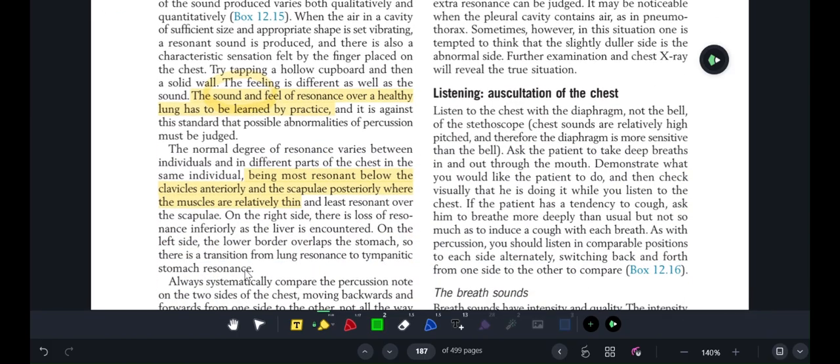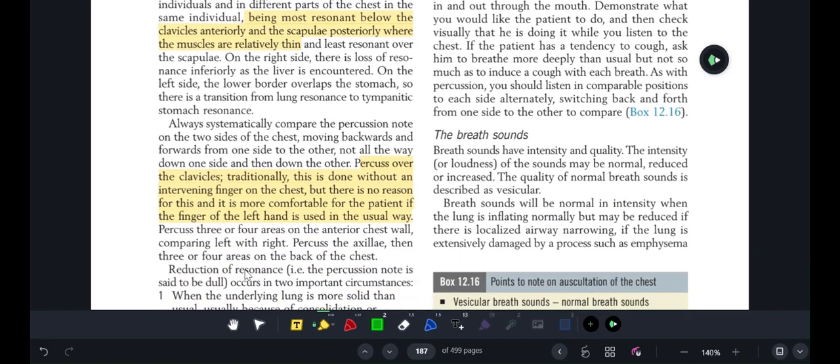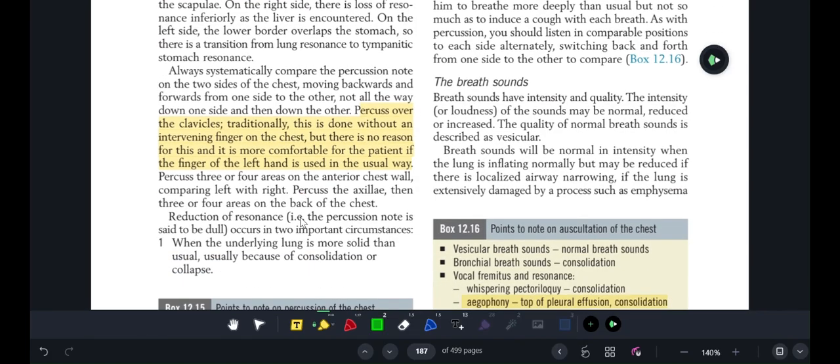Okay. Now, percuss over the clavicles. Traditionally, this is done without any intervening finger. We can directly percuss on the clavicle, directly hit the clavicle. But there is no reason for this, and it's more comfortable for the patient if you put a finger in between. So you can do it either way. There's no specific reason why we have to do it one way.